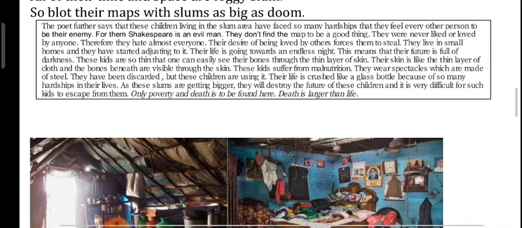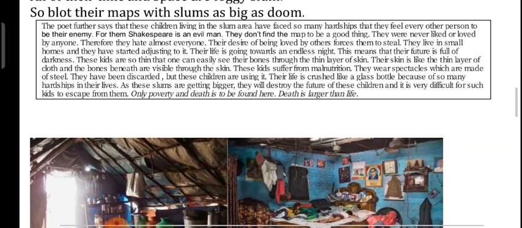They live in small homes, and they have started adjusting to it. Their life is going towards an endless night. This means that their future is full of darkness. These kids are so thin that one can easily see their bones through the thin layer of skin. Their skin is like a thin layer of cloth, and the bones beneath are visible through the skin.